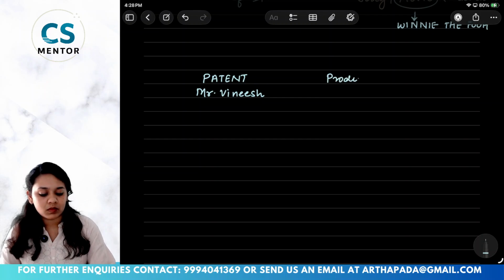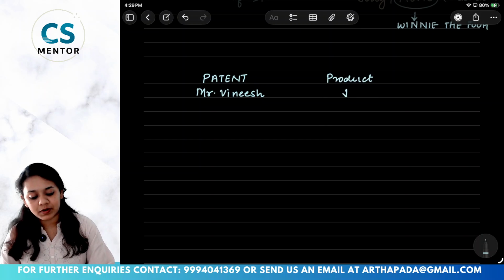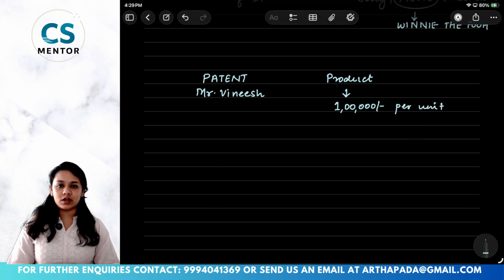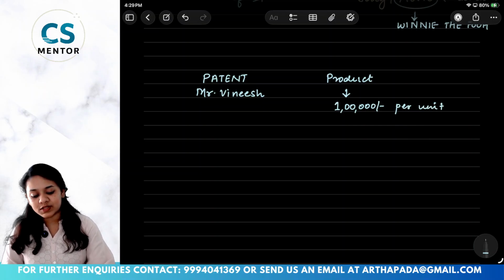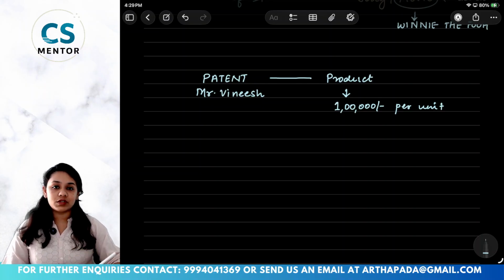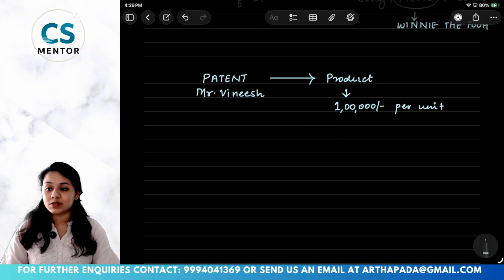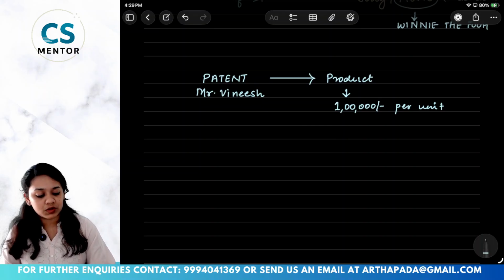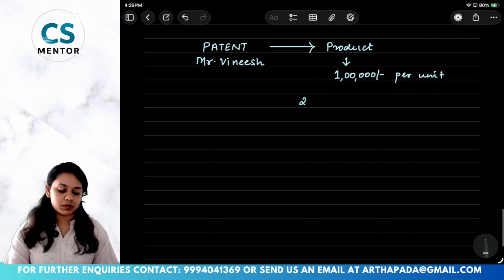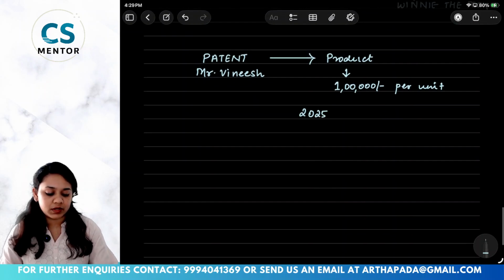Okay, this product is being priced at rupees 1 lakh per unit. What is this product? We're not worried about that. Mr. Vinish, because he has a patent, is now charging rupees 1 lakh per unit for this product. Okay. Now, what happens is that another person comes and he sees this. He's like, wow, 1 lakh rupees per unit. And then just in the year 2025, just give me a minute. Just in the year 2025, we can say that 5,000 units were sold.